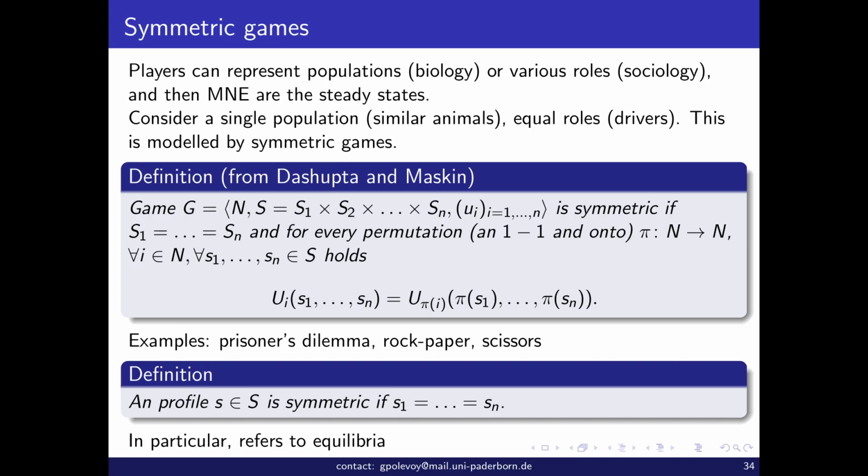Now, if you look at a single population, for example, similar tigers who compete over some finite resource like land, or people who have equal roles. For example, you have drivers who arrive at an intersection and they all have equal options, equal roles, everything is approximately equal. Then we can model this by symmetric games. Symmetric games indeed model participants with equal roles.